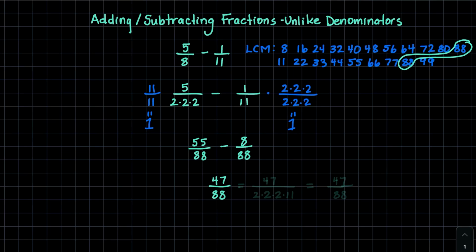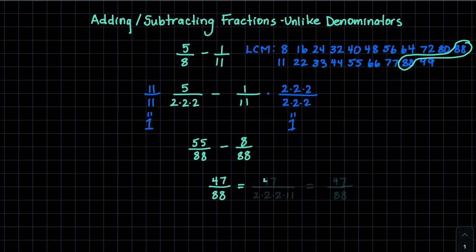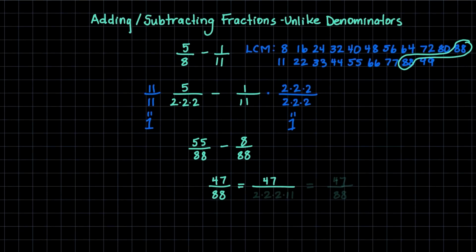I have 55 of them. I'm taking away 8 of them. So now I have 47 of those pieces. 47 is prime, so it doesn't simplify. 88 is 2 times 2 times 2 times 11. You see they don't have any common factors. They're relatively prime. So this is going to stay 47 over 88.